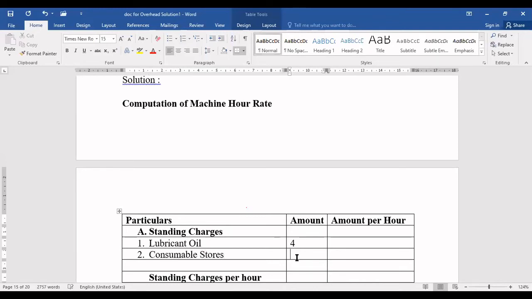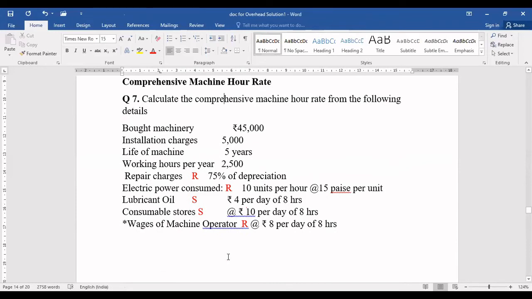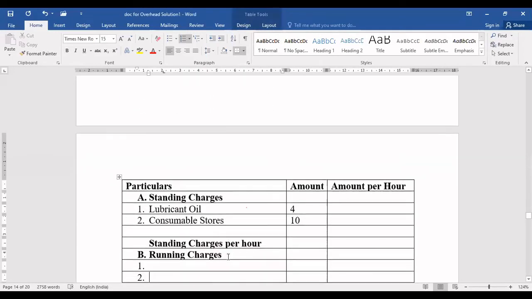Come on, tell me the amount. Rupees 10 per day. Very good. Now, can you tell me any other standing charge we have? No, sir. Only 2 standing charges we have. So, come on, tell me the total standing charge.